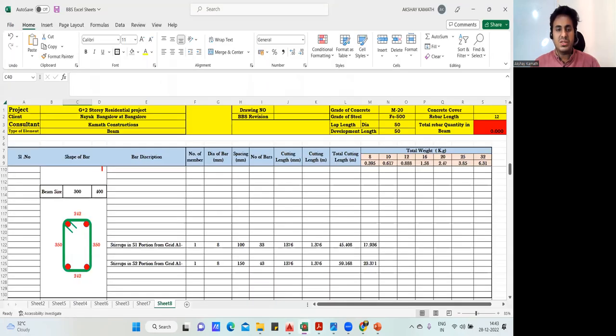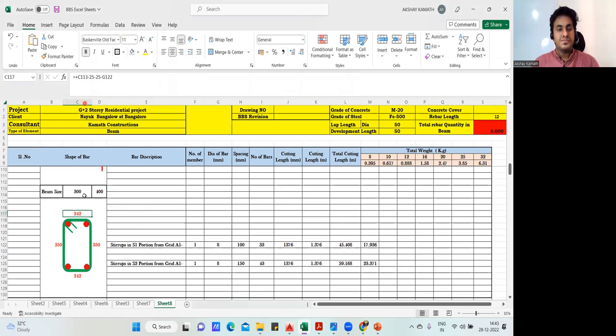I'll go directly to the Excel sheet. I've written the beam size, which is 300 by 400. So how do you find this cutting length? This is 300. From 300, you take out 25 mm. In the column, we used to take 40 mm because it was column lateral ties. Right now, we are doing it for the beam, and the beam clear cover is 25 mm.